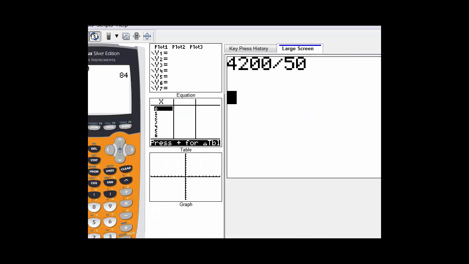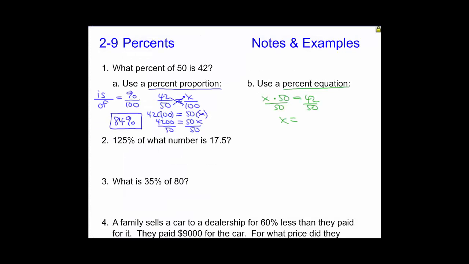So I grab my calculator, 42 divided by 50 gives me 0.84. So x equals 0.84 or 84%. So 42 is 84% of 50. So that's a really good answer to the question. The question was a sentence, what percent of 50 is 42? My answer is 42 is 84% of 50. Let's look at problem number 2.